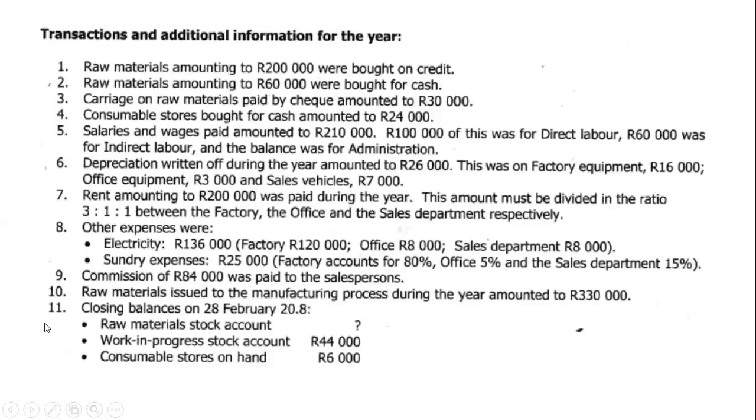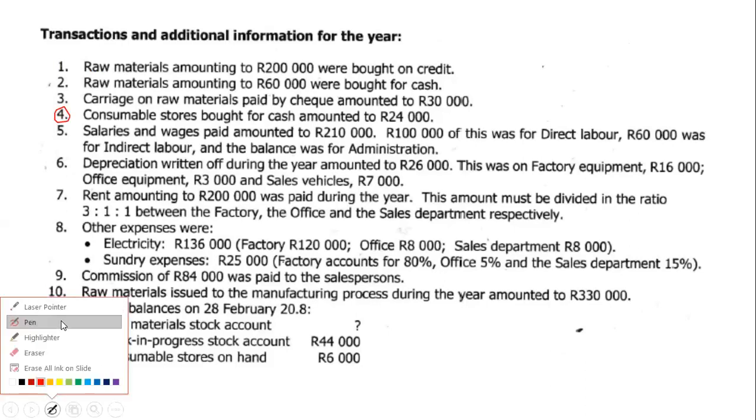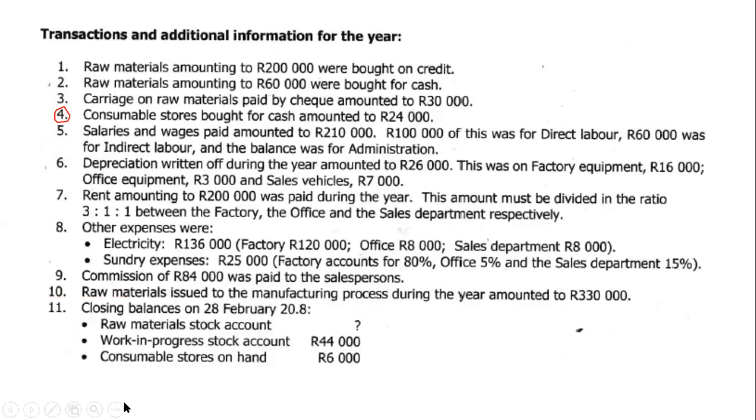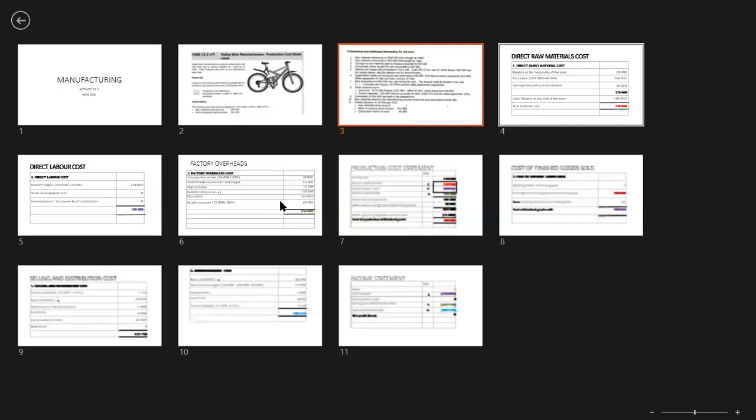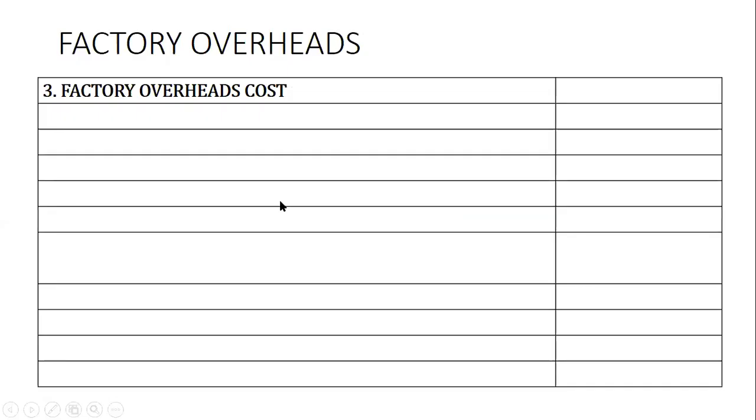Doesn't it go to our factory overheads? It goes to factory overheads. Where are you going to add it in factory overheads? We add it as indirect materials. Indirect material. So it'll go under indirect material in factory overheads. That is why here under factory overheads, I'll have that 24,000.